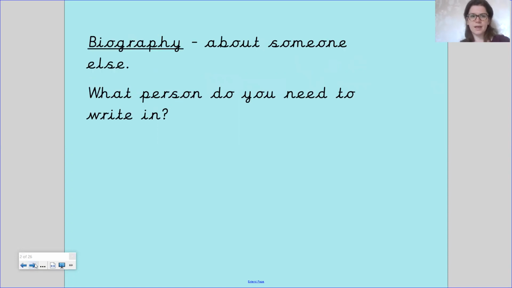So first of all, we have to know what person we are writing in. We talked about this when we did our newspaper reports, okay? So in a biography, we are writing about somebody else. What person does that mean we are going to be writing in? Okay, yes, we are writing in the third person.